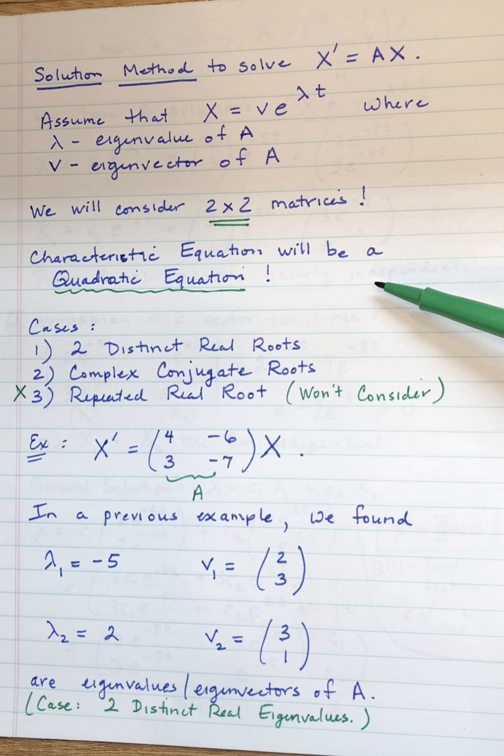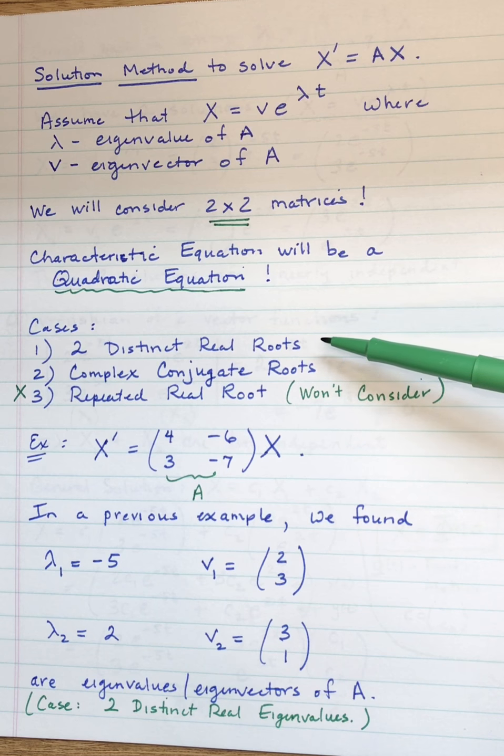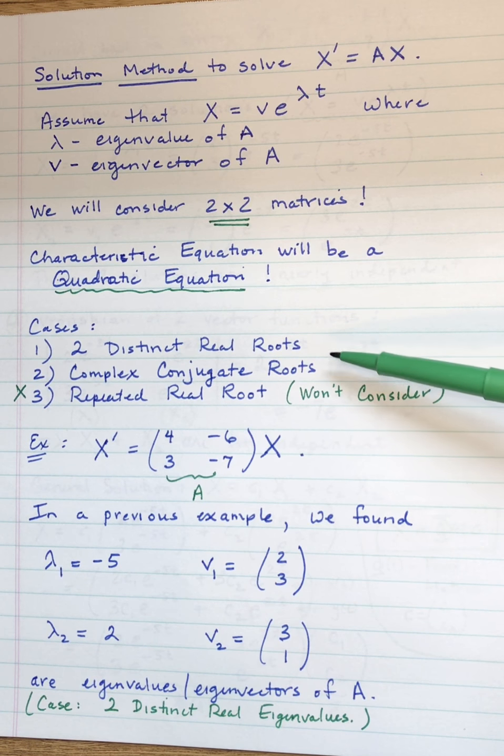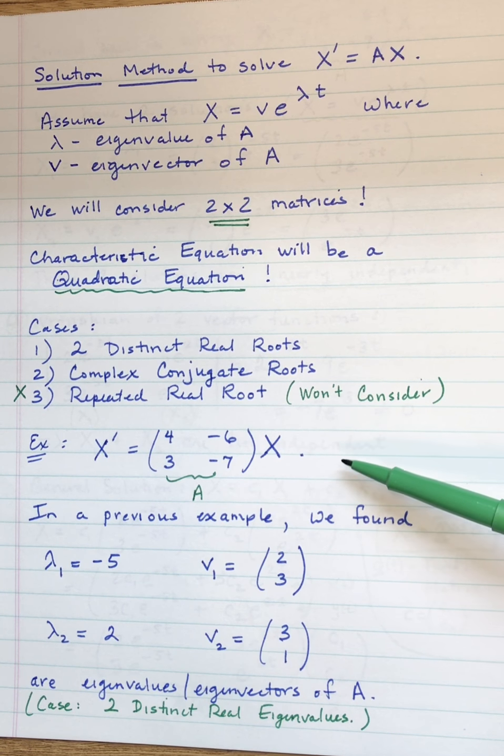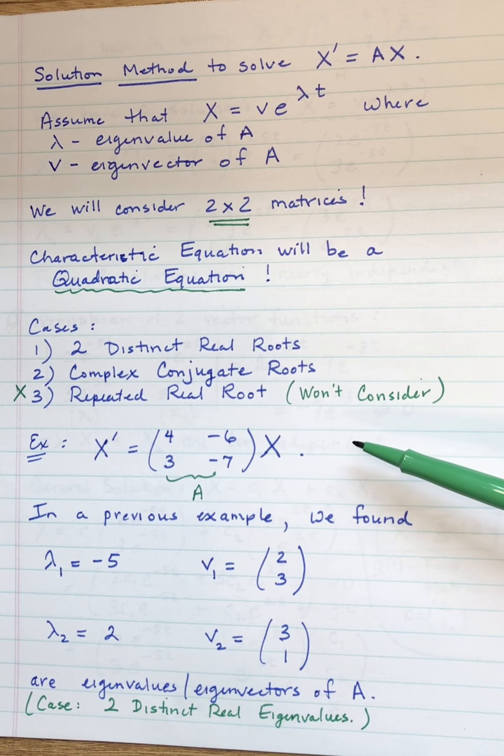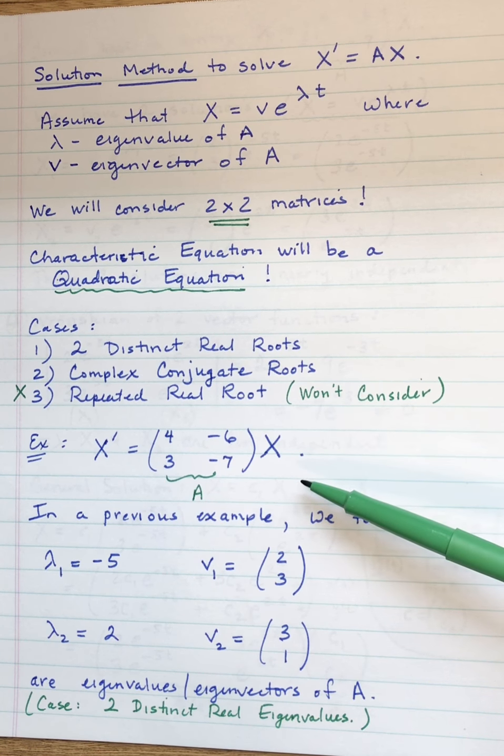And of course, quadratic equations can have 3 different types of solutions. You could have 2 distinct real roots, complex conjugate roots, or a repeated real root. And we're going to skip the repeated real root case. So let's consider this problem. And this is a problem that will have 2 distinct real eigenvalues. So we're going to think about solving the system x prime equals this matrix A times x.